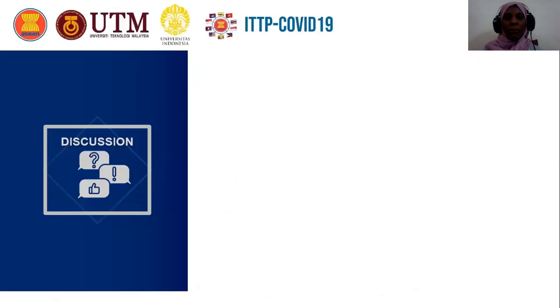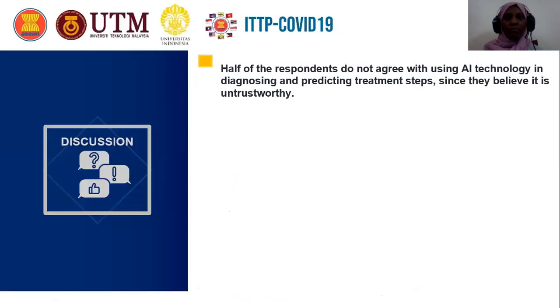So in the discussion, as we see in the results, half of the respondents do not agree with using artificial intelligence technologies in diagnosis and predicting treatment steps, and they believe it's untrustworthy. In my point of view, I think it's because a large number of people do not know how artificial intelligence actually works, and they don't know the high accuracy of results it can get.